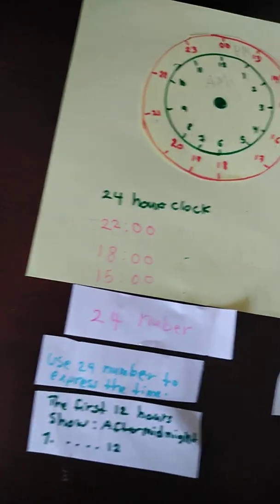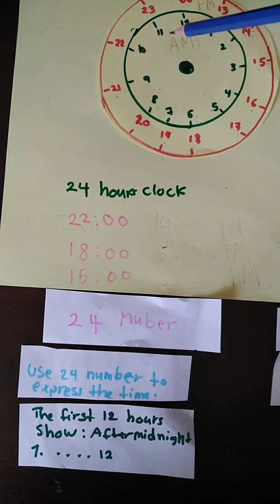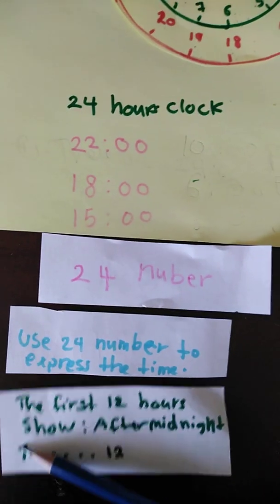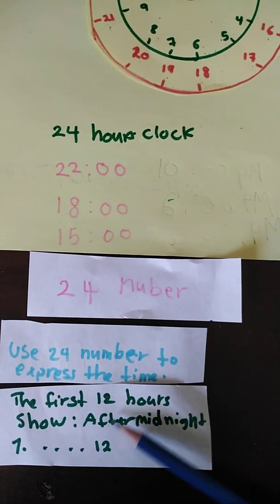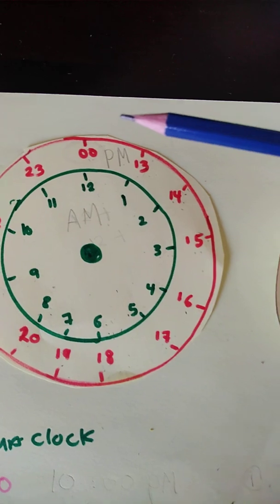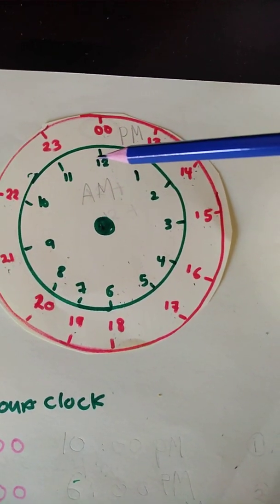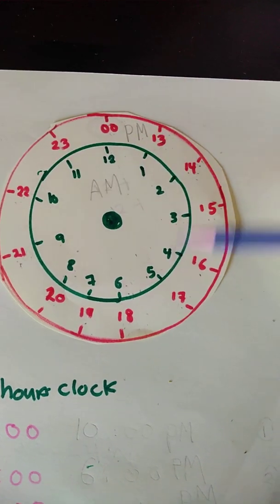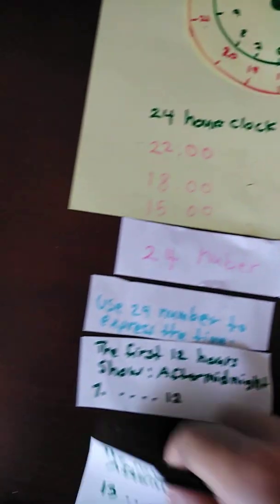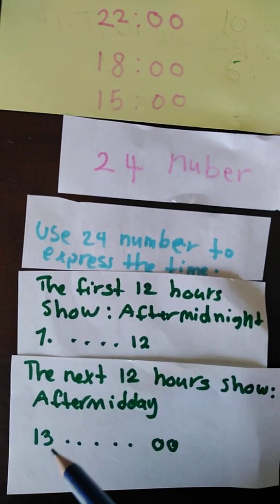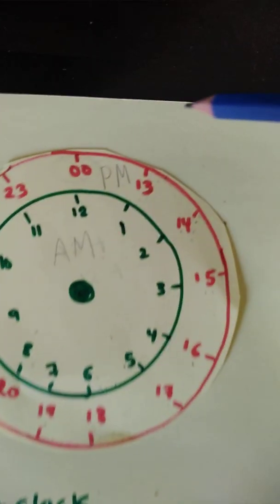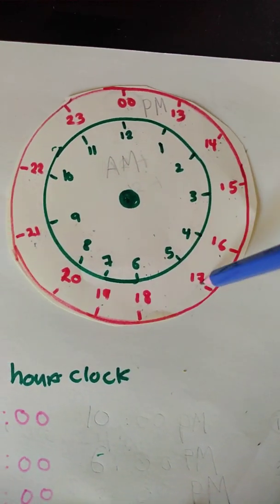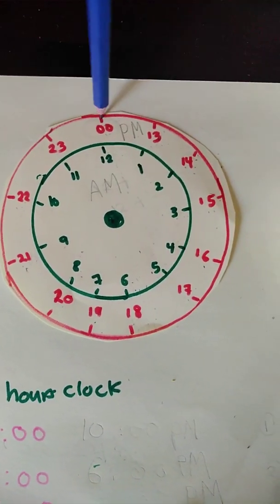Well, as we said, the first 12 numbers or hours show after midnight, starting always from 1 to 12. The first 12 numbers show the time after midnight. This is the first 12 hours, starting from 1, 2, 3, 4, 5, 6, 7, 8, 9, 10, 11, 12. While the next 12 hours show the time after midday, starting always from 13 to 00. This is the next 12 hours, starting from 13 always, 14, 15, 16, 17, 18, 19, 20, 21, 22, 23, 00, midnight.